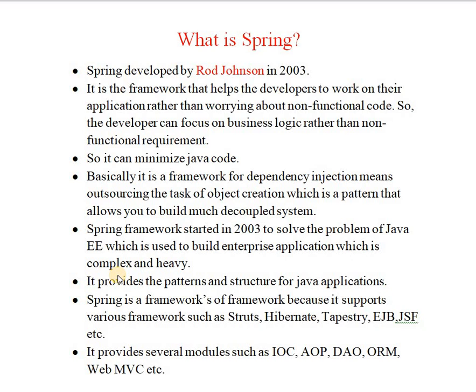Also, Spring provides several modules such as IOC. IOC means inversion of control. Then AOP. AOP means aspect oriented programming. Then DAO means data access object. And then ORM. ORM means object relational mapping. These modules are provided by the Spring framework. So this is all about the Spring framework.